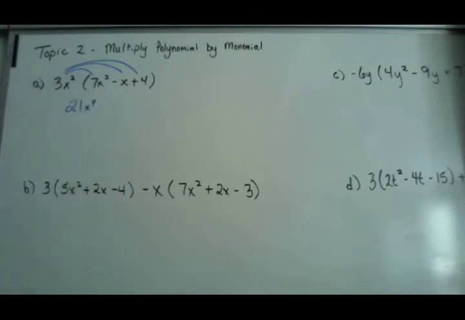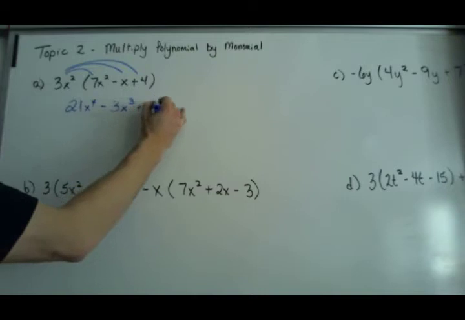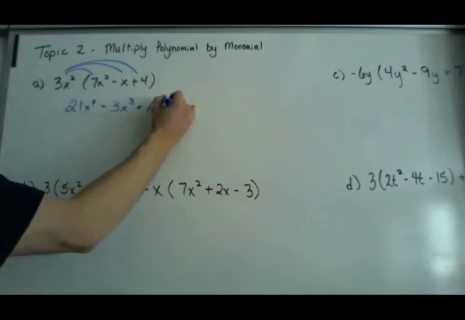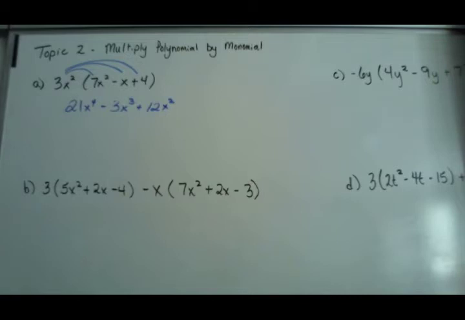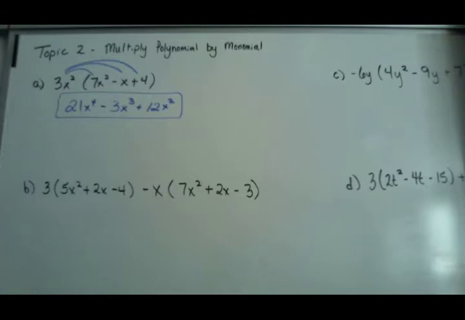Then you take your 3x squared times the negative x. It's 3 times a negative 1, which is a negative 3, and x squared times x is x cubed. Again, remember, you're adding the exponents. Finally, you have 3x squared times a 4, that's 3 times 4, which is 12. Your x squared times this over here leaves you that x squared, once again adding exponents. And so this would be your final answer when you multiply that monomial times the trinomial.